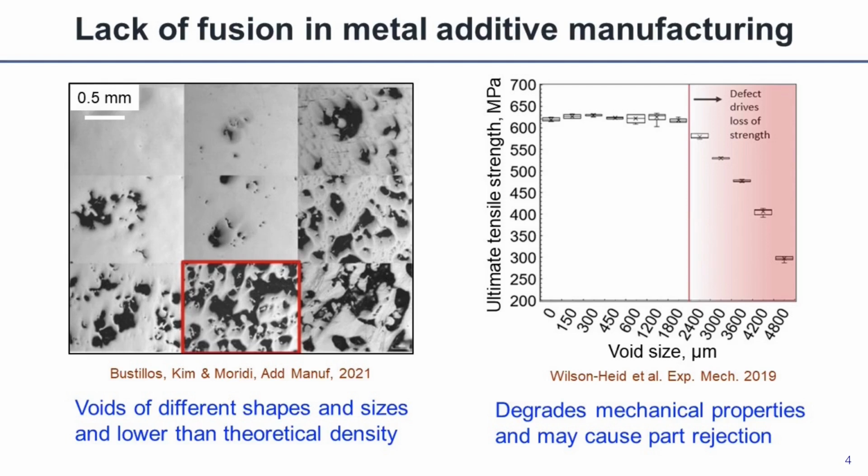This is how the lack of fusion defects look under the microscope. The picture is not pretty. It may appear like a piece of Swiss cheese rather than a serious engineering component. The voids are of different shape and size. The large ones clearly affect the ultimate tensile strength, as you see here. In addition, the fatigue properties are also adversely affected by the lack of fusion voids.